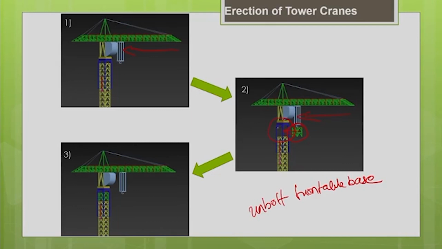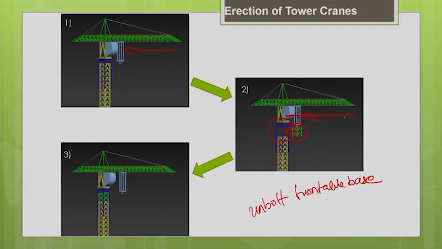Okay. Now once a space is created, you introduce a section into this space, into this climbing cage. Now you bolt the new section to the turntable as well as to the remaining portion of the tower. Okay. So that is how the new section is now connected. Like this you can keep on adding the sections.